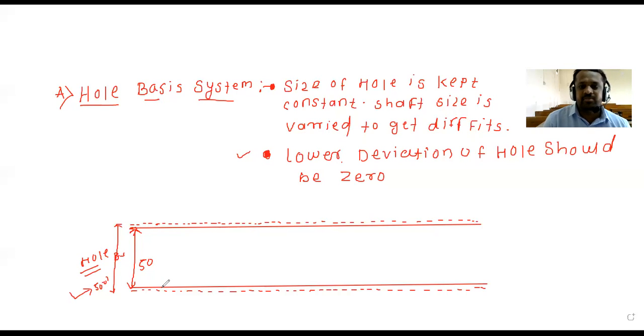Now for the clearance fit, how should the shaft be? The shaft should be small. For example, suppose this is the shaft. This is the tolerance zone for the shaft. This is the hole, and this is the tolerance zone for that hole.